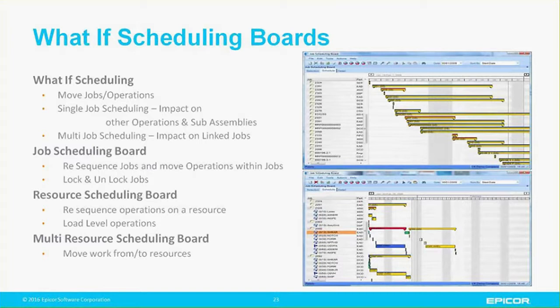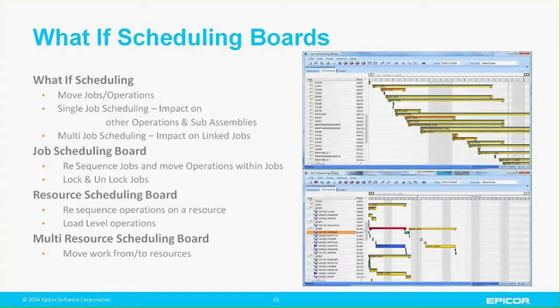The job scheduling board allows jobs to be resequenced or operations to be moved within jobs. The what-if schedule dates for the job may then be locked in place in the schedule. This allows the master scheduler to fix where key jobs should be placed in the production schedule, and global what-if rescheduling will then reschedule all other jobs around these key jobs.